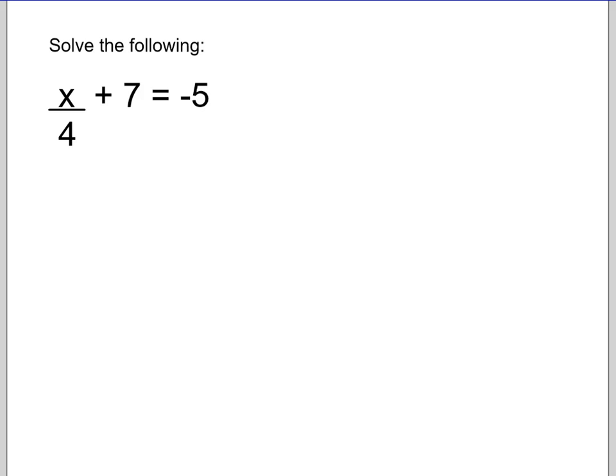All right, so this has a fraction in it. It's not that overwhelming of a fraction, but this is technically a fraction, so we're going to go through this problem just to get warmed up. And we're going to start with going after that 7. So let's subtract 7 from both sides. Those cancel. I'm left with x over 4 equals -12.